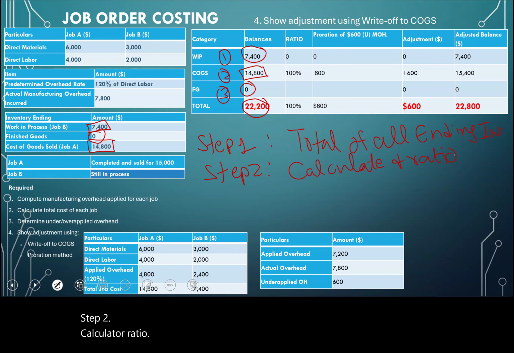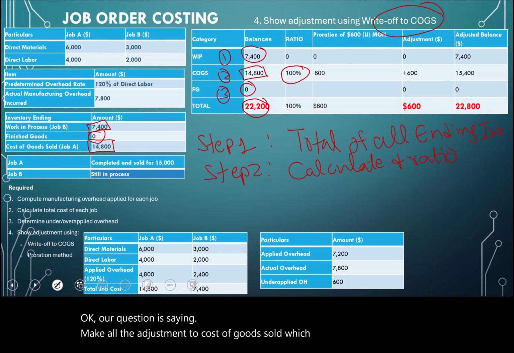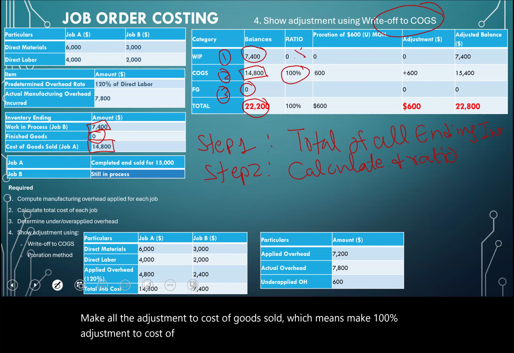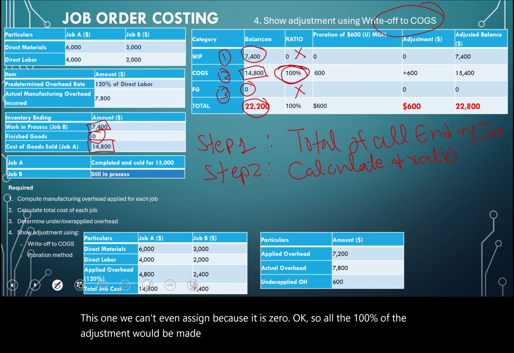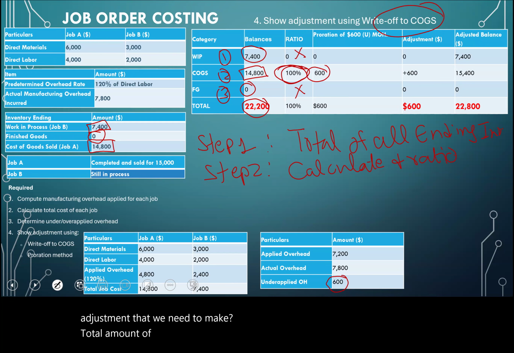Our question is saying make all the adjustment to cost of goods sold, which means make 100% adjustment to cost of goods sold. Do not assign anything to work in process. This one we can't even assign because it is zero. So all the 100% of the adjustment would be made to cost of goods sold. What is 100% of the adjustment that we need to make? Total amount of underapplied overhead. So what do we do? As I said, underapplied means add. You add it to cost of goods sold.